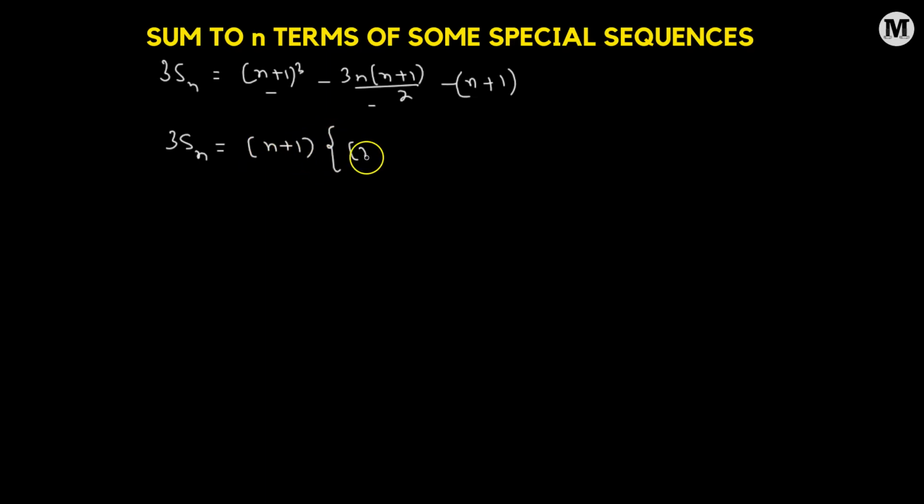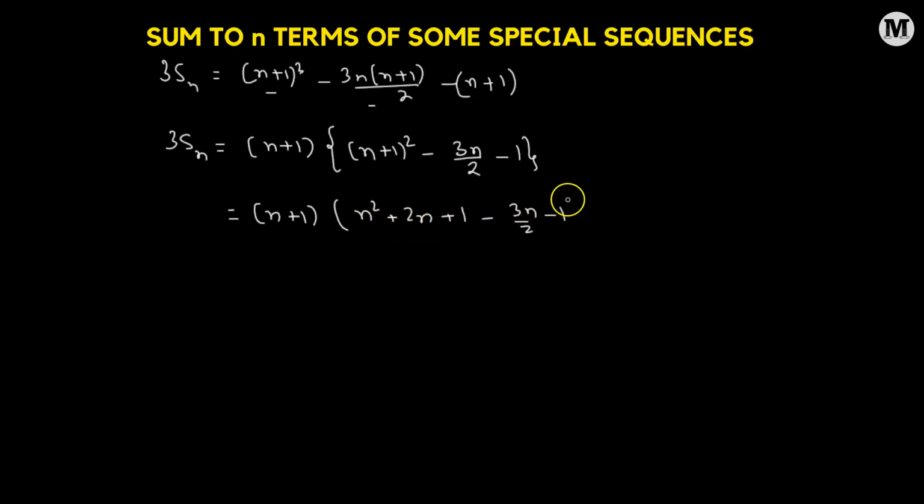So this is going to get multiplied to n plus 1 whole squared from the first term, minus 3n over 2, that will be the second term, minus 1. Okay, further simplification is going to give us n plus 1, multiplied to n squared plus 2n plus 1 minus 3n over 2 minus 1. So here we can cancel out 1 and negative 1.